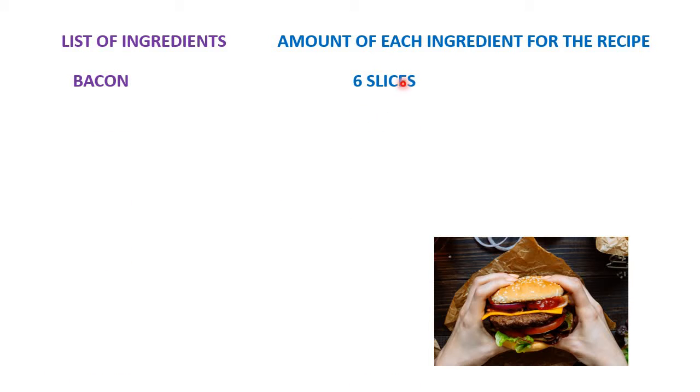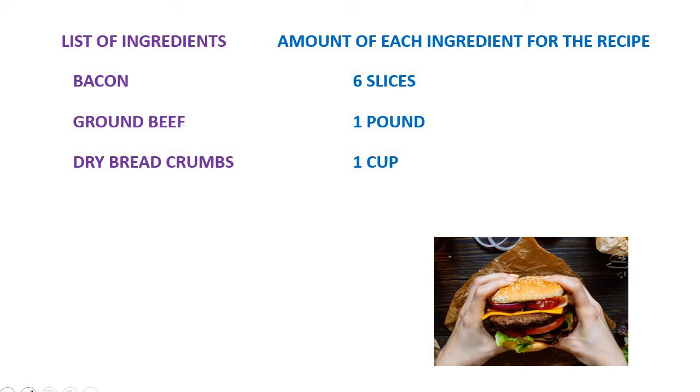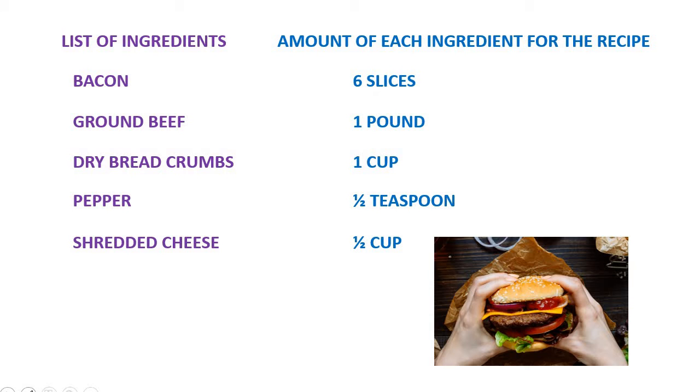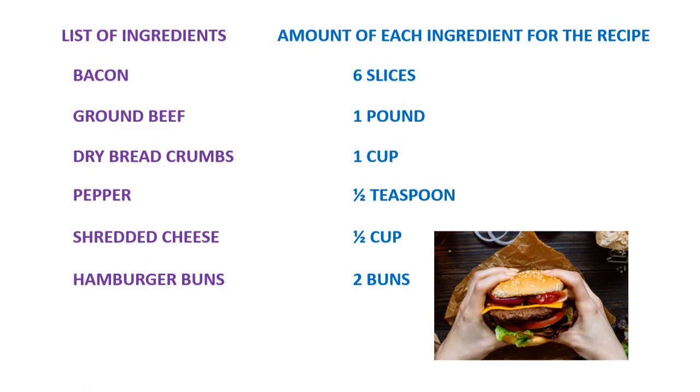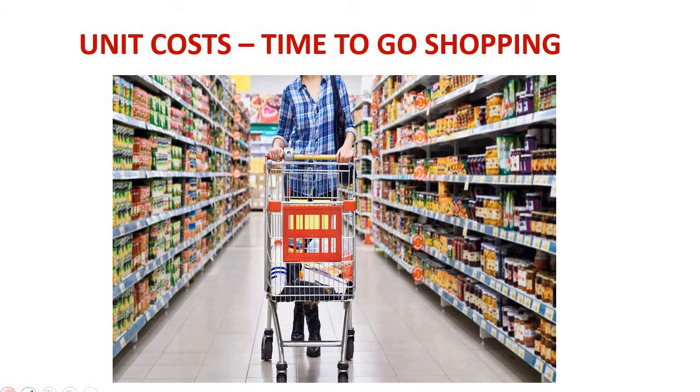So we're going to need some bacon, and the recipe says I'm going to need 6 slices. Ground beef, they want us to use 1 pound. Now this is only for 2 hamburgers, so these are going to be huge hamburgers, obviously. We need some dry breadcrumbs, so we need 1 cup of that. We need just a half teaspoon of pepper. We need a half cup of shredded cheese. And then since we're making 2 hamburgers, we need 2 hamburger buns. Okay? So there's what we need to purchase. These are the items that we need to go to the store and get. So let's do that. We need to go shopping to find these items.